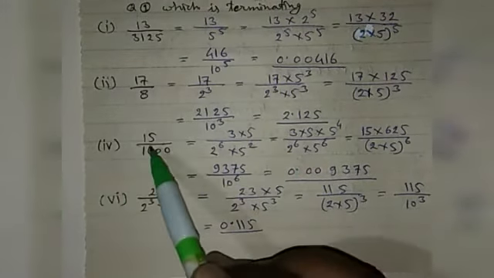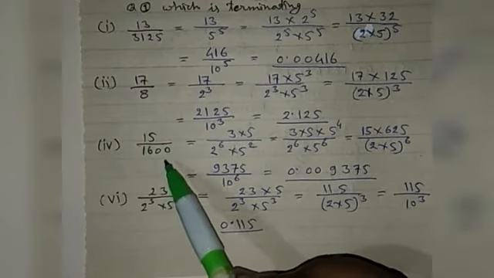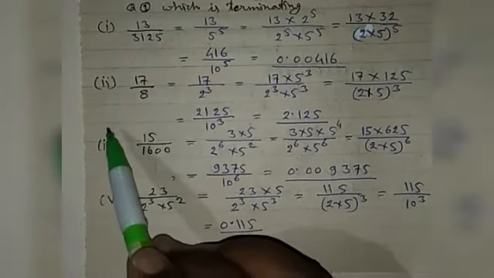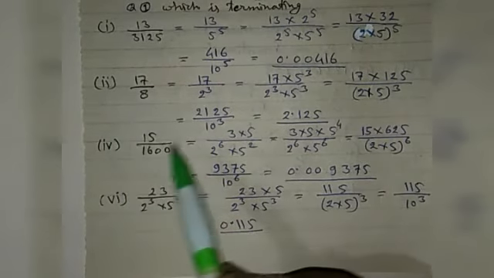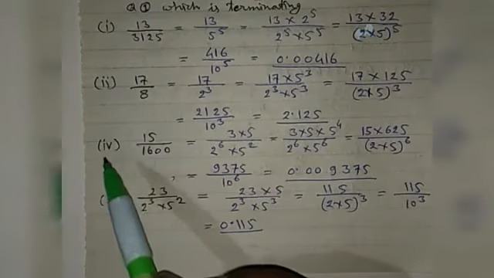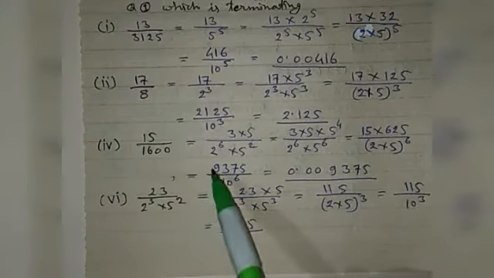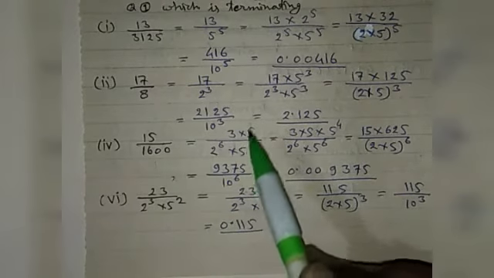The fourth part is 15 upon 1600 is also a terminating decimal expansion. Third part was not terminating. Non-terminating, so you do not have to convert it in decimal form. Only terminating decimal expansions you have to convert. So fourth question was terminating. So you have to convert it in decimal expansion.